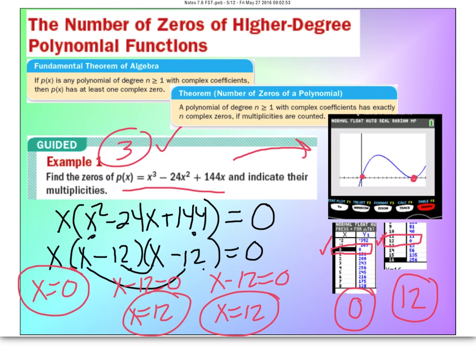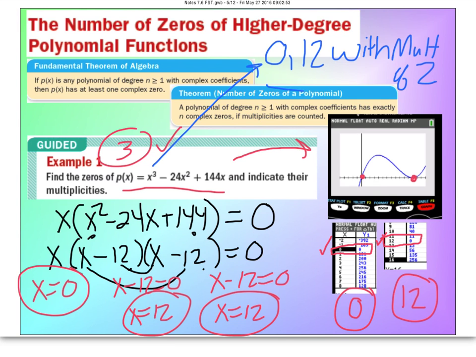So here's the key. The graph actually showed all three zeros. We just couldn't see the multiplicity in the graph, and you never can see the multiplicity. This thing technically is kind of crossing at 12 twice, but I can't tell. I had to actually do the algebra to prove it to me. So if they ask me what the zeros are, what I would say for this is there's one at 0, and then it's 12, with the multiplicity of 2, as my final answer for this problem.